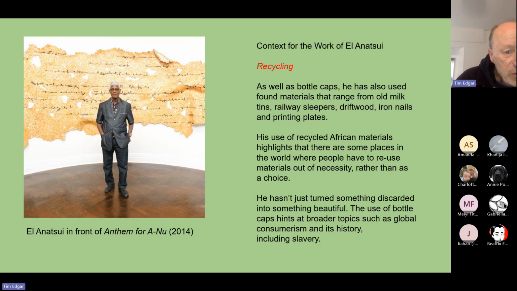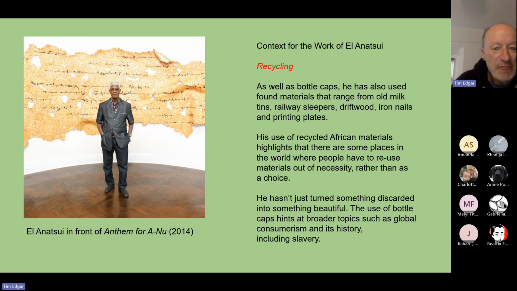Recycling is in the context of, as well as bottle caps, he uses lots of found materials, railway sleepers, driftwood, iron nails, printing plates. So this is kind of go-to materials and resources are that stuff that's hanging around him in Nigeria, and huge areas for recycling and dumping rubbish and stuff. So he's raiding those for his materials.